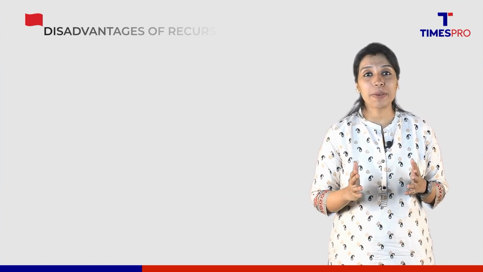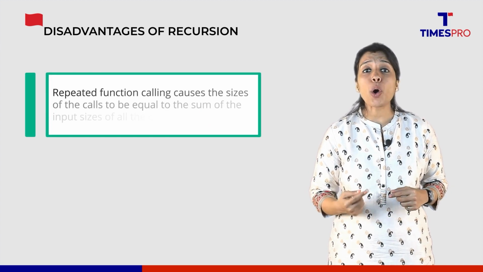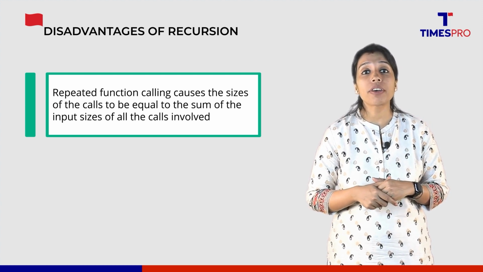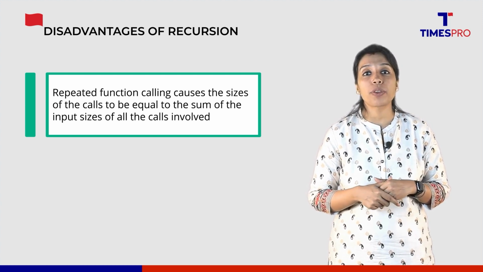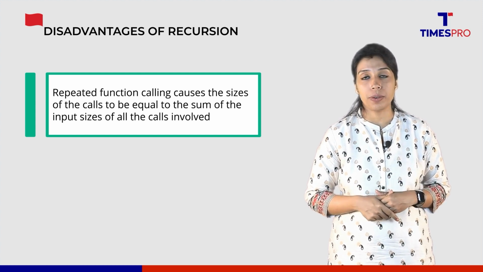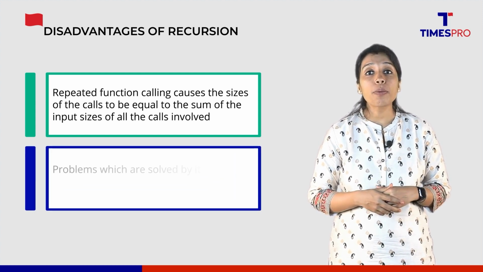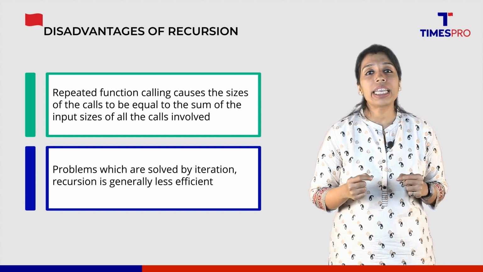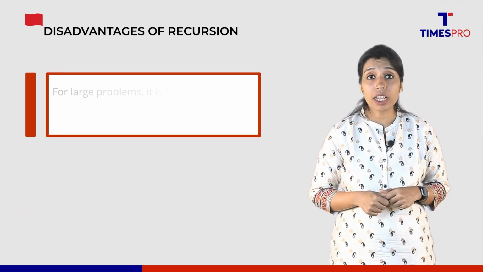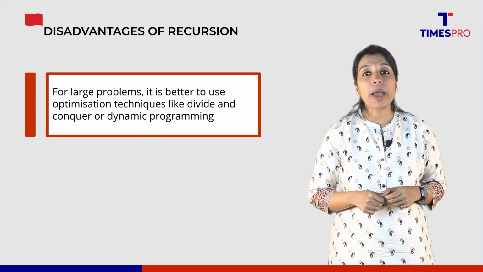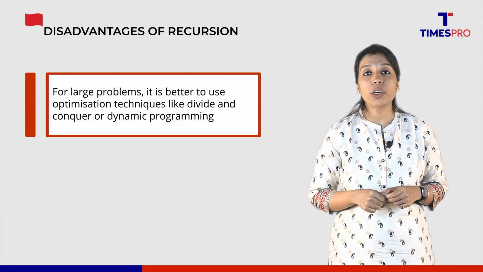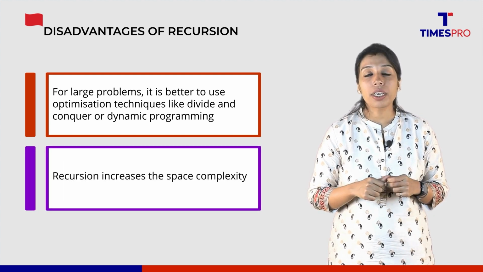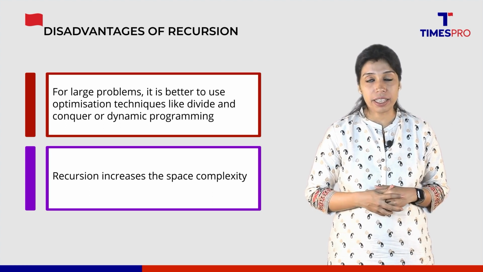Recursion also has some disadvantages. Repetitively calling a function from within itself may cause the call stack to have a size equal to the sum of the input sizes of all the involved calls. It follows that for problems that can be solved easily by iteration, recursion is generally less efficient. And for larger problems, it is better to use optimization techniques like divide and conquer or dynamic programming. When we use recursion, the space complexity increases.